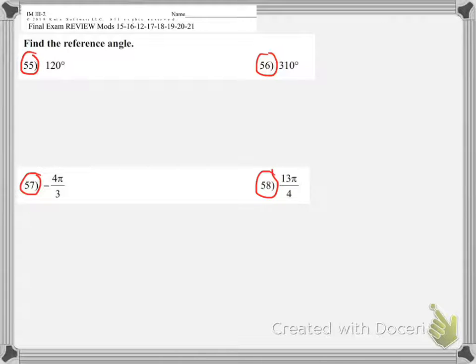First of all, reference angle. She just did it by looking at the unit circle. And even if you have a unit circle, you still need to put some stuff in writing for me.